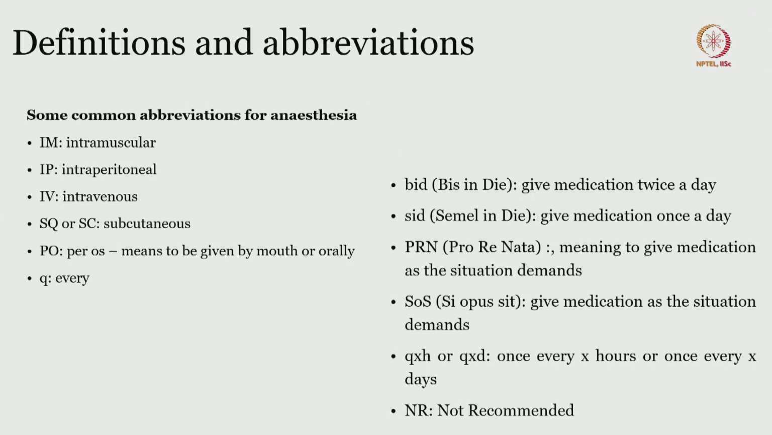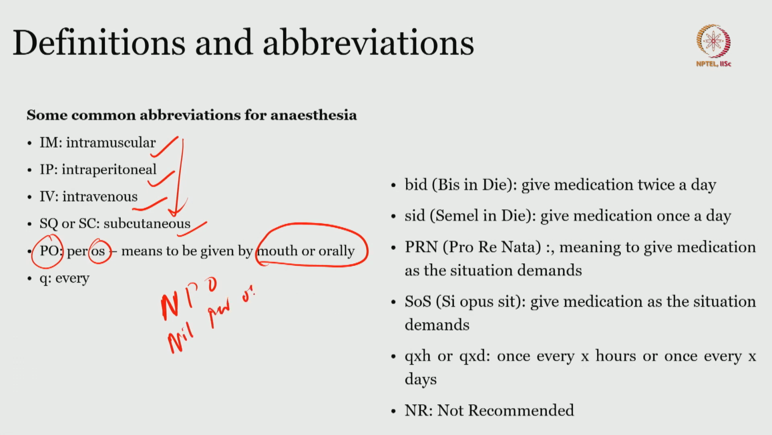So these are all routes, alright, routes of administration of various drugs. Intramuscular IM, intraperitoneal IP, intravenous IV. Simple. Subcutaneous can be SQ or SC. PO is per os in Latin, so basically oral drug, alright. When they say NPO, that is nil per os, nil per oral, that is you are going to keep the rat fasting. So PO is also a pretty standard abbreviation.